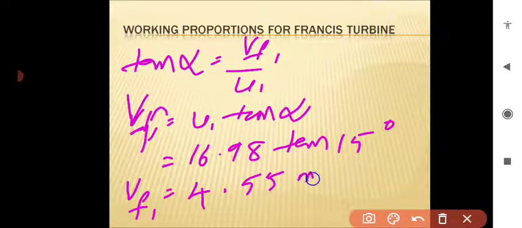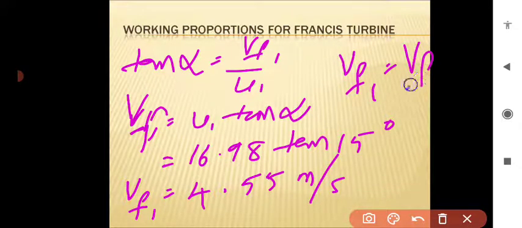4.55 meter per second. We know that the velocity of flow through the runner is constant. So given the flow velocity of the runner is constant, Vf1 is equal to Vf2, so simply it is written as Vf. Vf is equal to 4.55 meter per second.